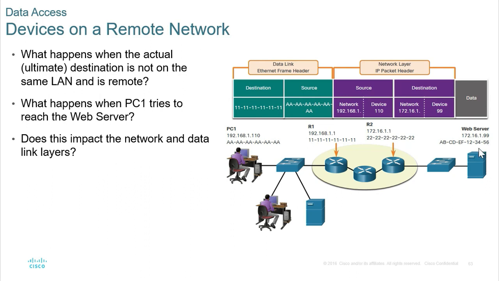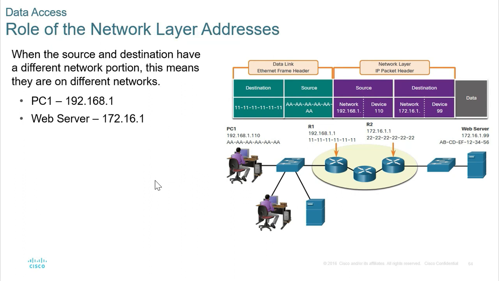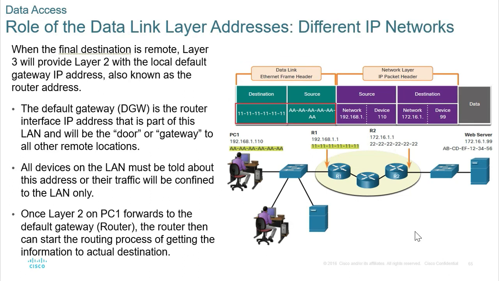Now let's look at another example where the source is PC1 and the destination is the web server, which is connected to a different or remote network. In this example, the IP address of PC1 is 192.168.1.110, while the IP address of the web server is 172.16.1. At first glance, we can already assume that they are on different networks because the network portions of the IP addresses are not the same. When we need to send a packet to a different network, it needs to go through a layer 3 device. In this case, it is a router.